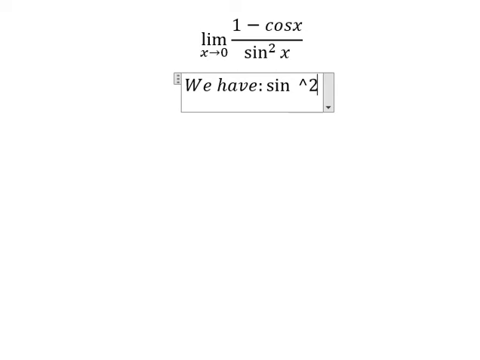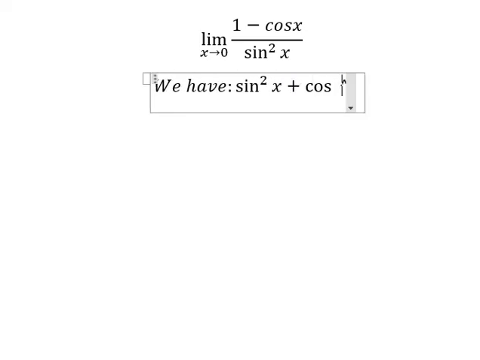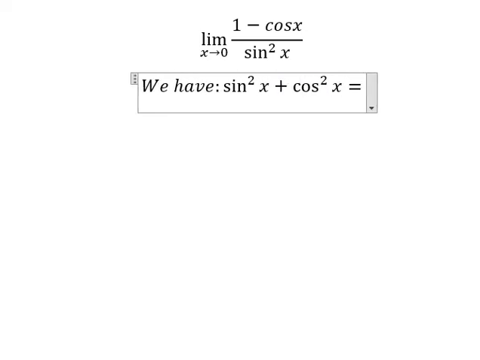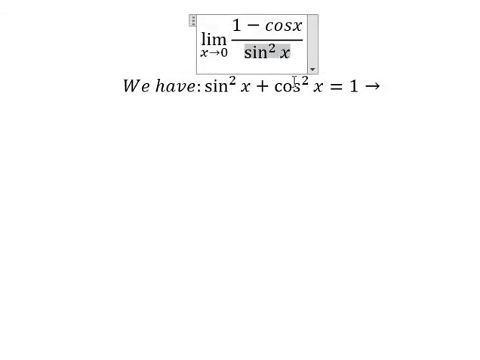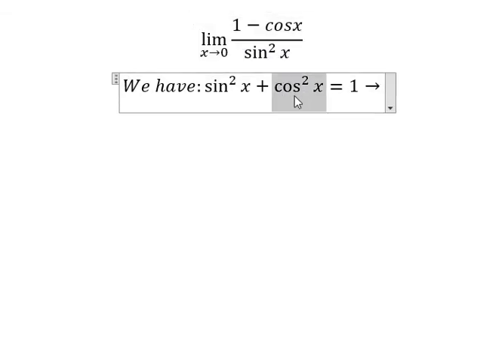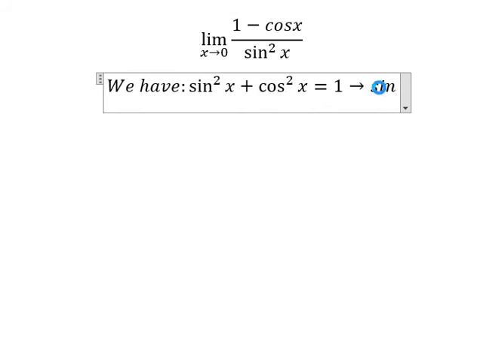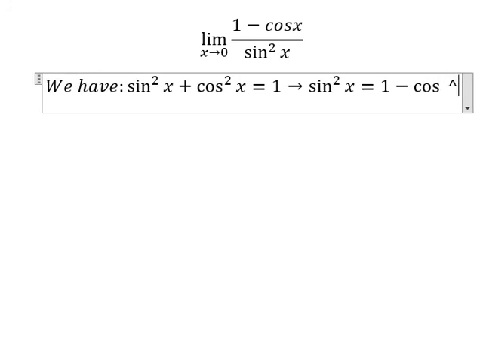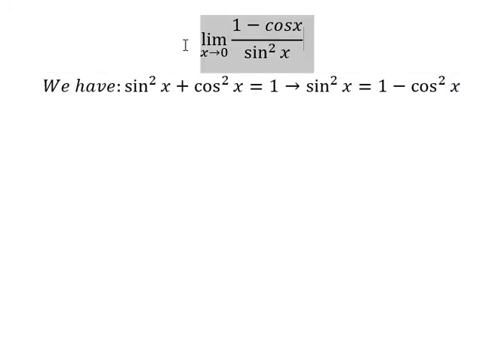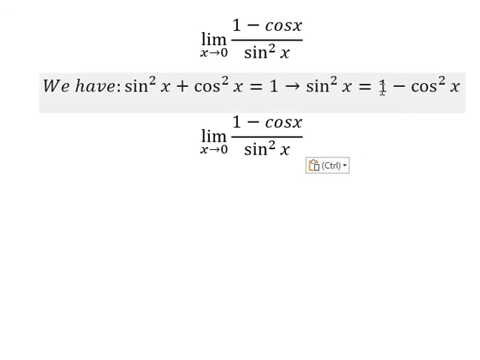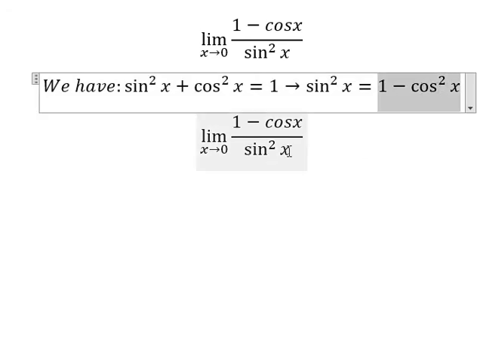Sin squared s plus cosine squared s equals 1. Because we have sin squared s, I will move cosine squared s to the right. And we have 1 minus cosine squared s. So I will put this one going here.